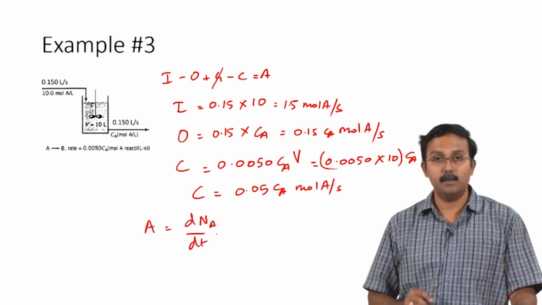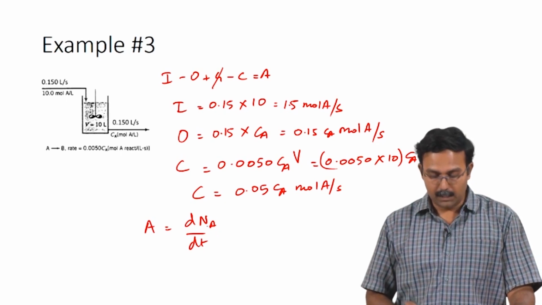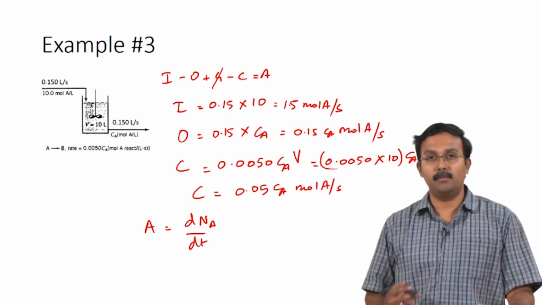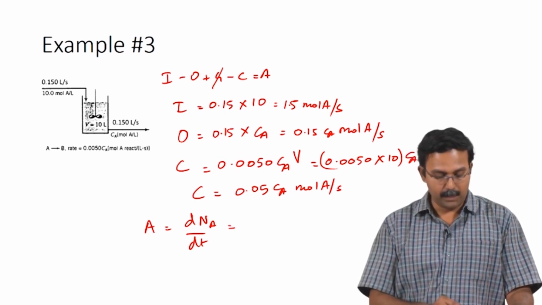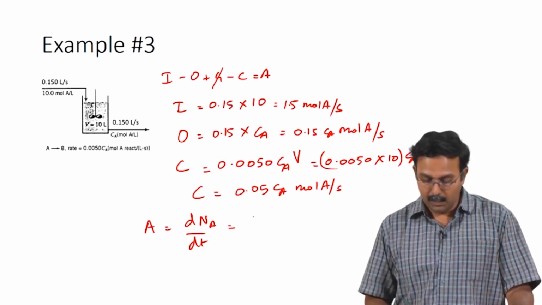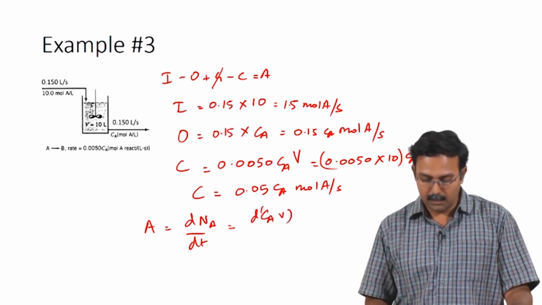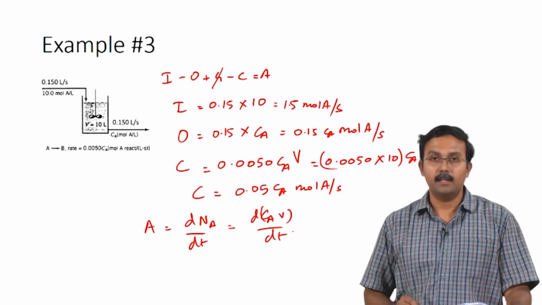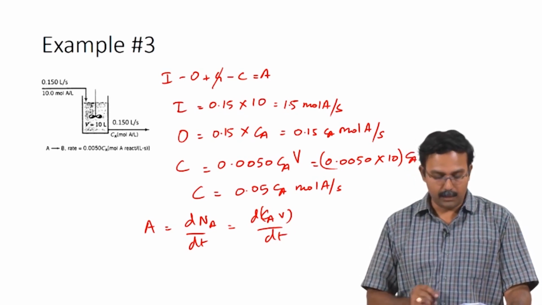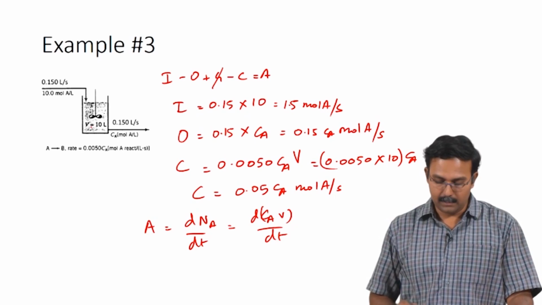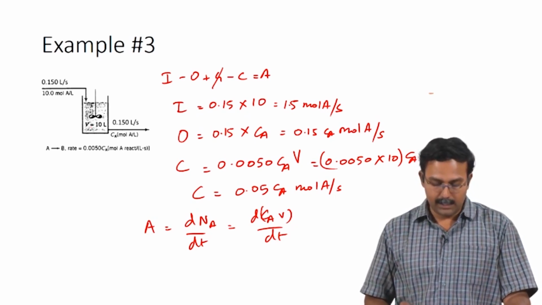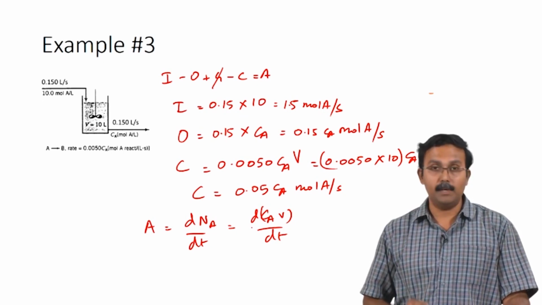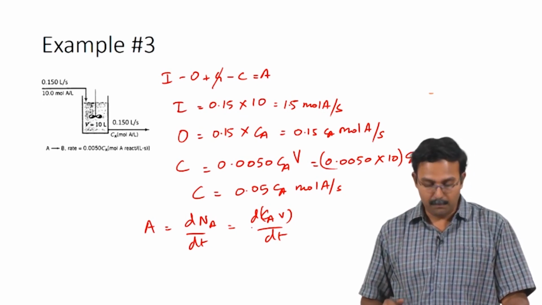So, it is the differential with respect to time, and this n, which is the number of moles of A, can be written as the number of moles of A present inside the volume of the reactor, which would be d(Ca times V)/dt. Ca is the concentration of A inside the reactor and V is the volume. Again, we are using Ca in both consumption and accumulation because the system is perfectly mixed.